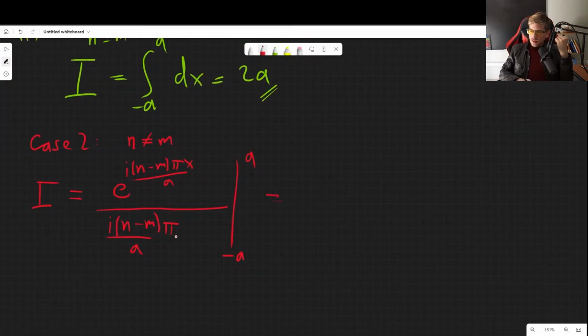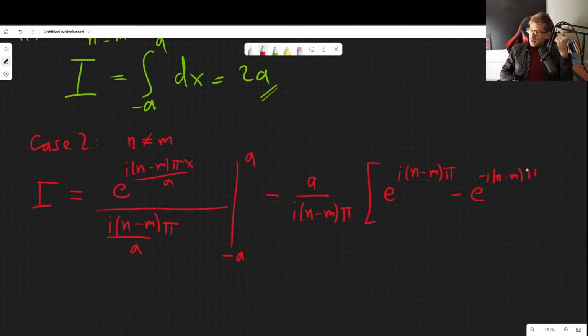So we get these constants here. So that is a over i(n minus m)π. And then we have e to the i(n minus m)π. Notice that x and a cancel out. And then we have minus e to the minus i(n minus m)π. Why minus? Because we plugged in minus a for x.